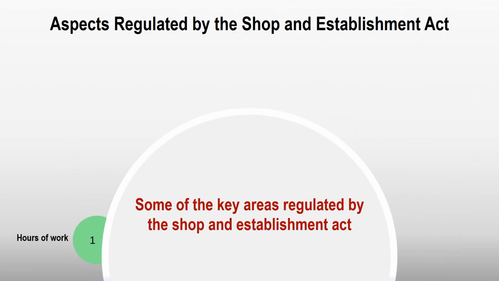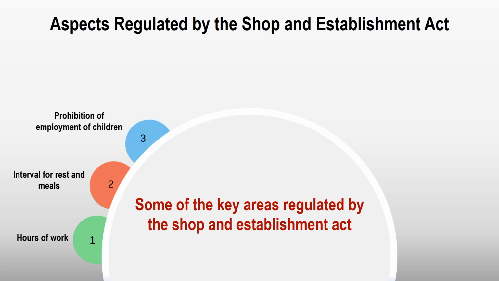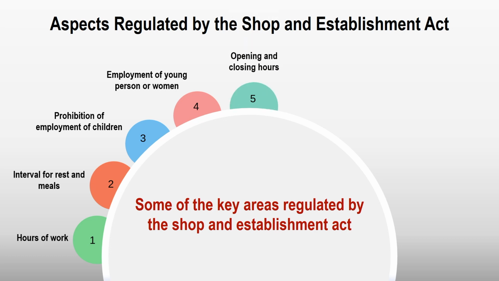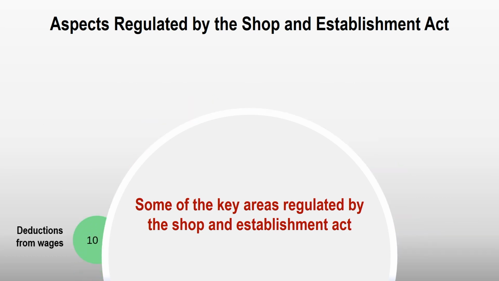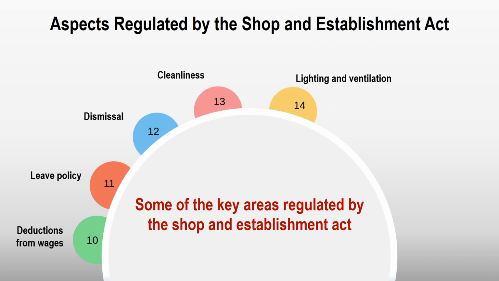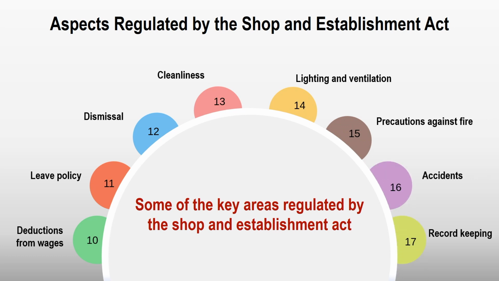Some of the key areas regulated by the Shop and Establishment Act include hours of work, interval for rest and meals, prohibition of employment for children, employment of young persons or women, opening and closing hours, closed days, weekly holidays, wages for the holidays, time and conditions of payment of wages, reduction from the wages, leave policy, dismissal, cleanliness, lighting and ventilation, precautions against fire, accidents, and record keeping.